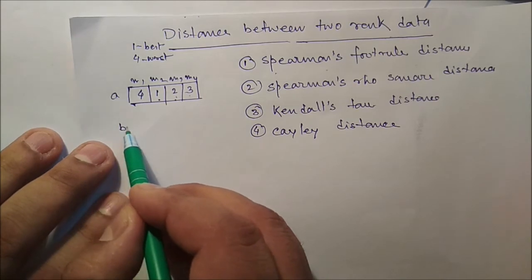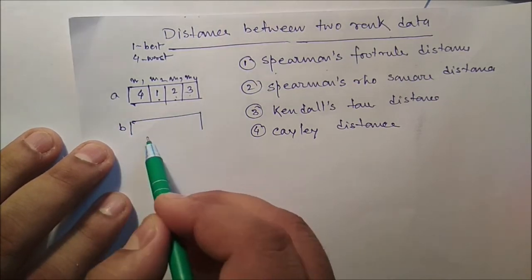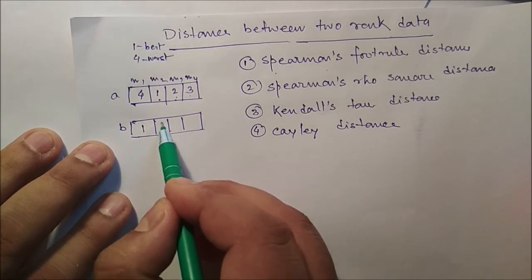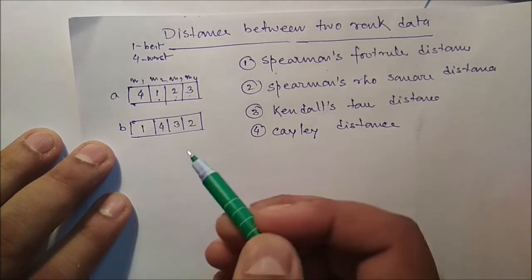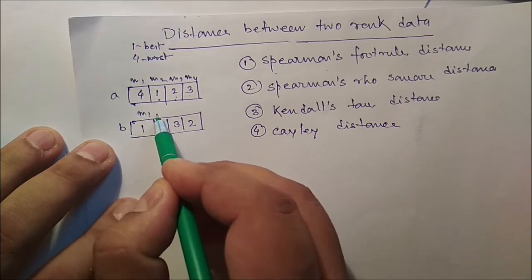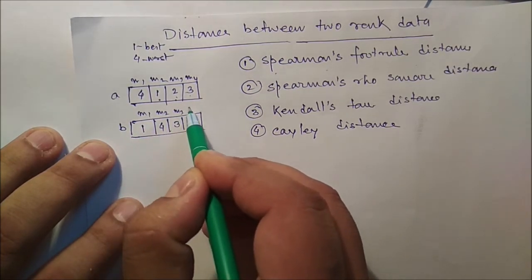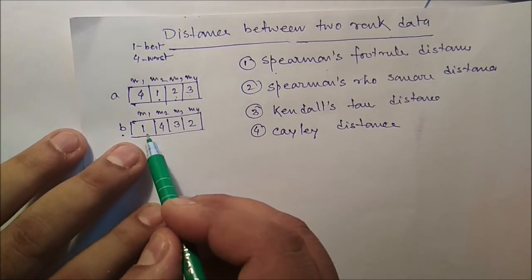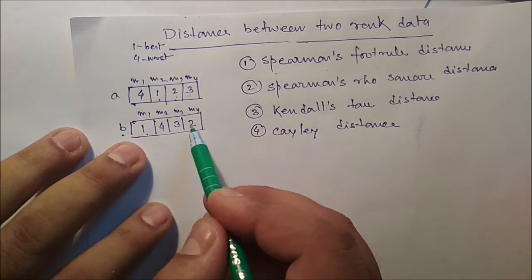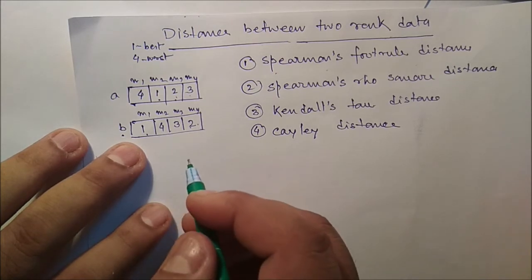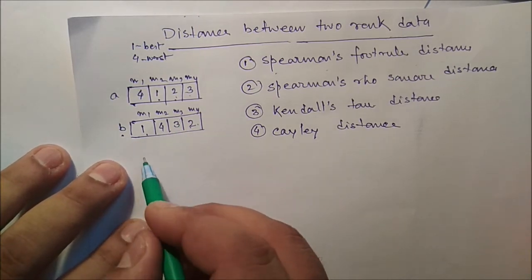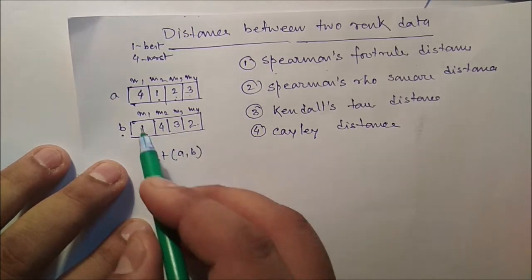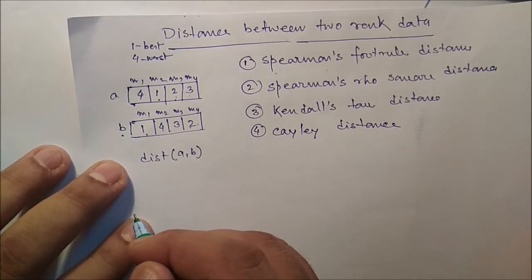Similarly, another person may give another rating, like 1, 4, 3, 2, for movie 1, movie 2, movie 3, movie 4. For person B, movie 1 may be the best movie, the second best is movie 4 and so on. In this video our aim is to calculate the distance between these two opinions, between A and B.